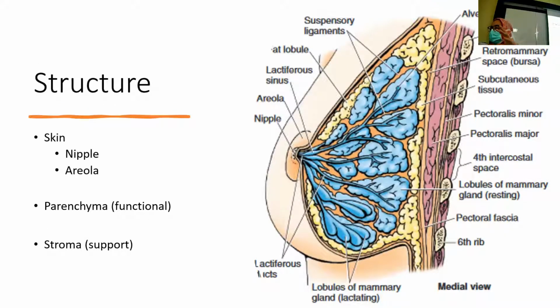So structure: skin, you've got the nipple and the areola. The parenchyma is the functional part of your breast tissue. That's basically your mammary gland, which produces milk. It also consists of stroma tissue, which is the supporting tissue around your breast. So you've got your Cooper's suspensory ligaments, also called Cooper's ligaments, and also your fatty tissue.